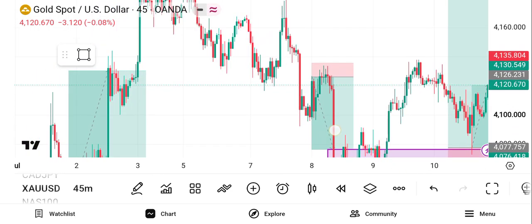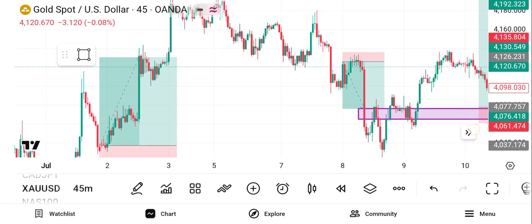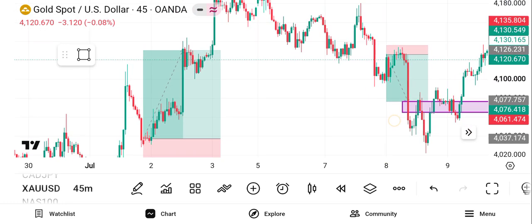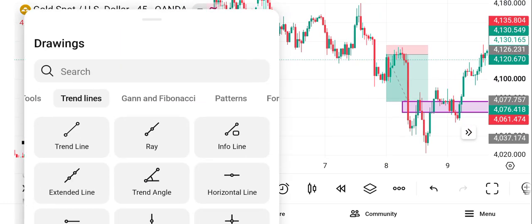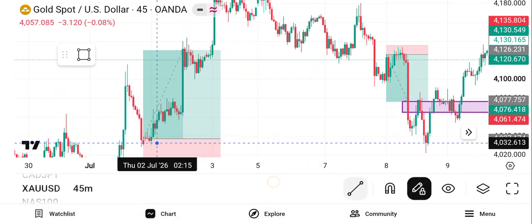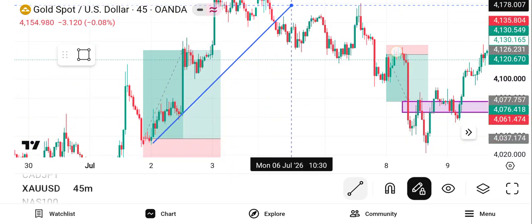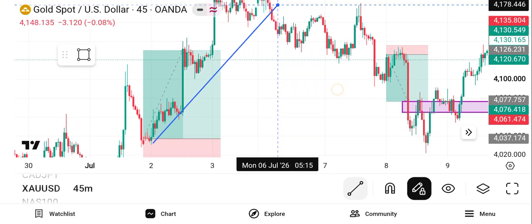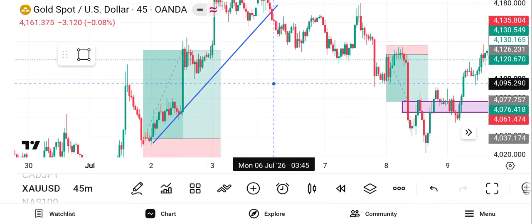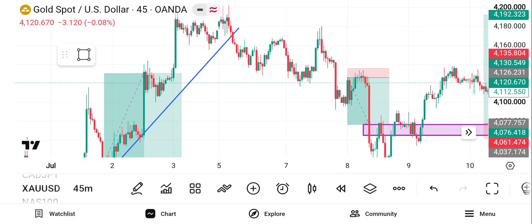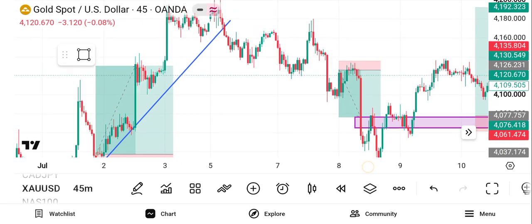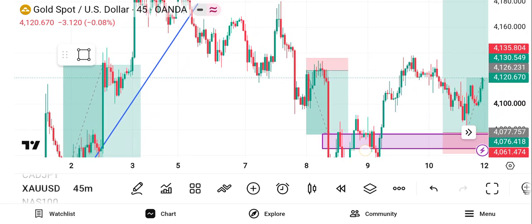So gold was bearish, trying to sell to clear out this trendline liquidity, the liquidity that begins from here. So gold was selling to clear out this trendline liquidity here. So I already know that gold is bearish and is selling to clear out a liquidity zone.